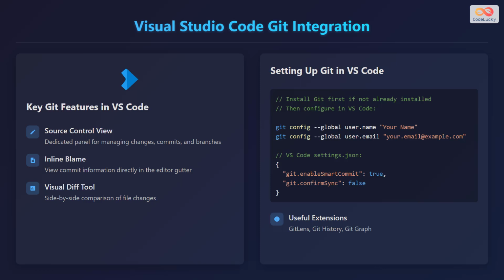You can also configure VS Code settings using the settings.json file to enable smart commit and disable confirmation before synchronizing changes. Here are the settings. git.enableSmartCommit true, git.confirmSync false. Consider installing useful extensions like GitLens, Git History, and Git Graph to further enhance your Git experience in VS Code.